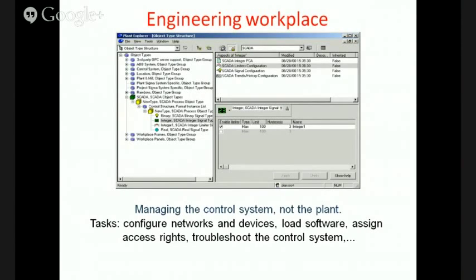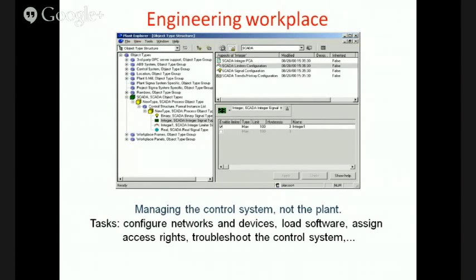Tasks: configure networks and devices, load software, assign access rights, troubleshoot the control system, etc. These are the tasks being done at this level.